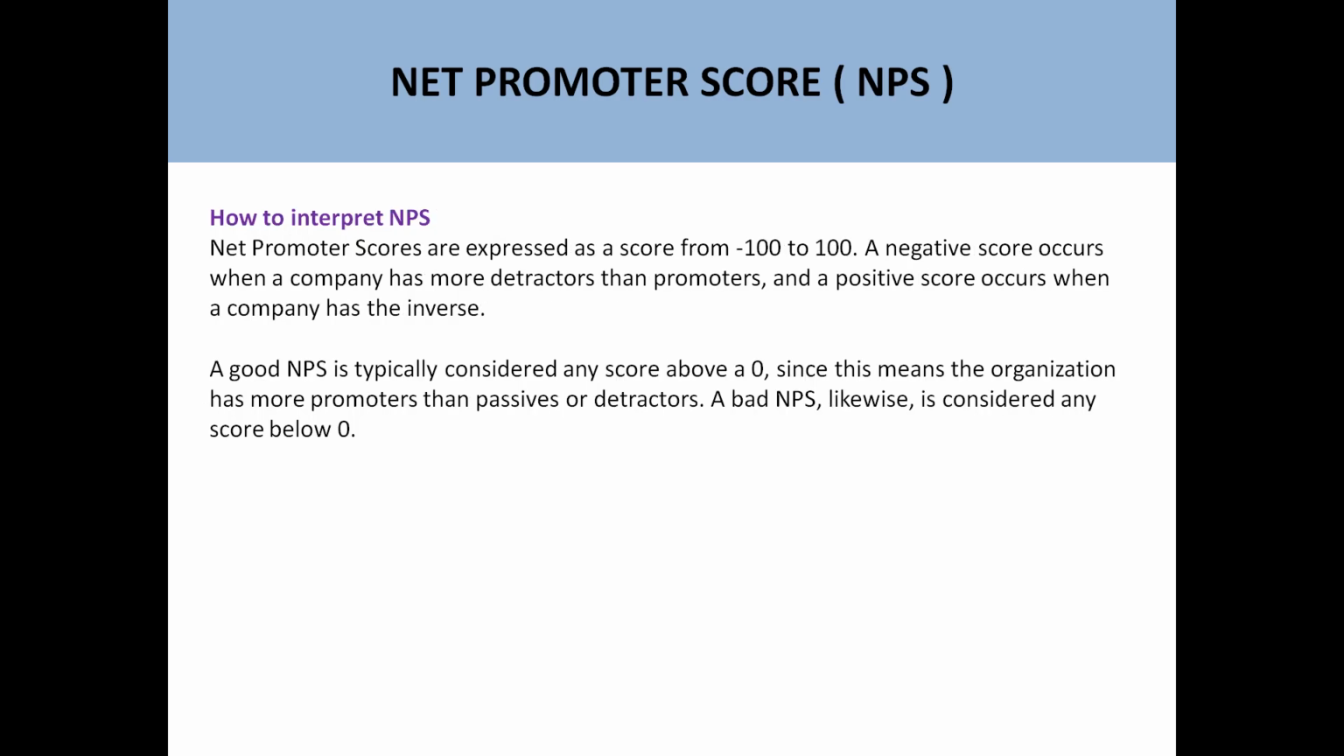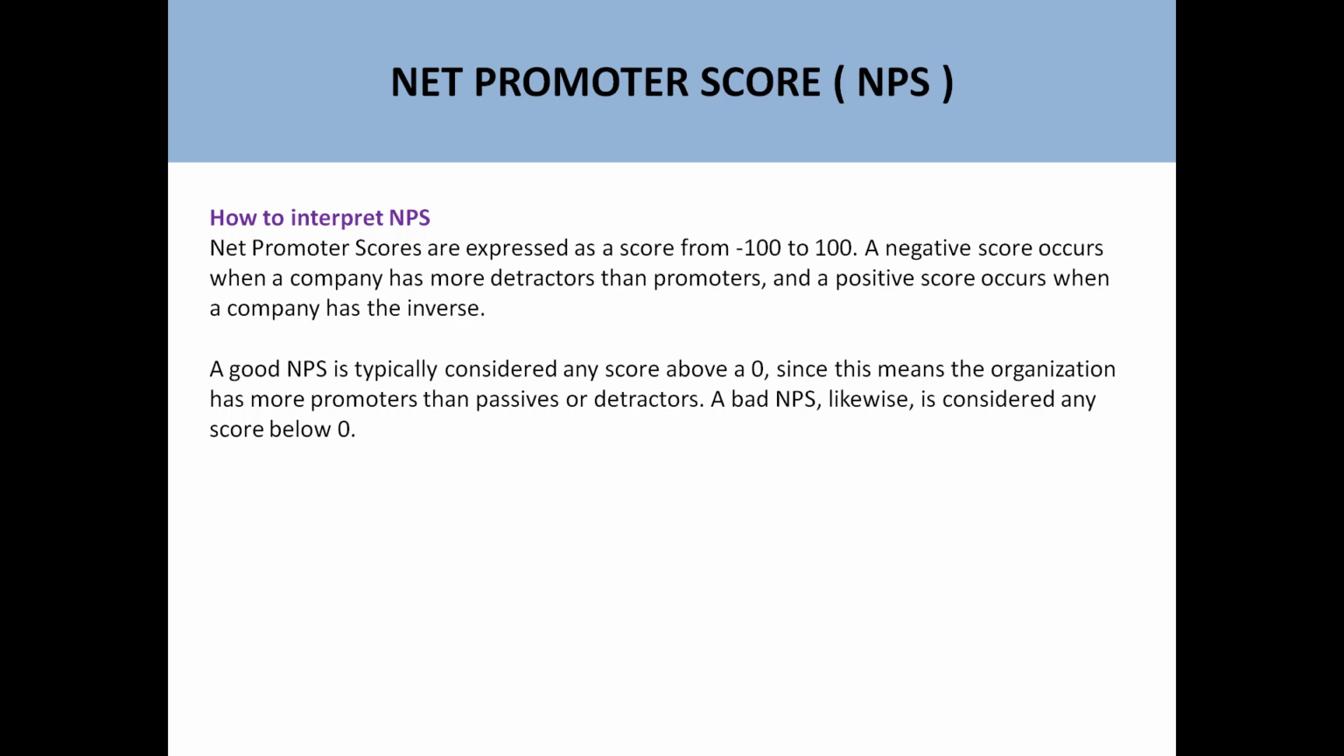Now, how to interpret the NPS? Friend, Net Promoter Scores are expressed as a score from -100 to 100. A negative score occurs when a company has more detractors than promoters, and a positive score occurs when a company has the inverse. So that means simply, the score ranges from -100 to 100. If a score is positive, that means promoters are more. If a score is negative, that means the detractors, or the persons, are more unhappy with your product.